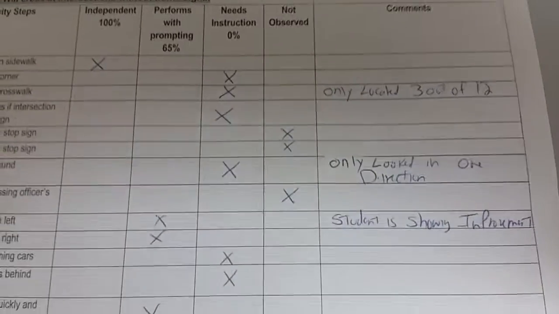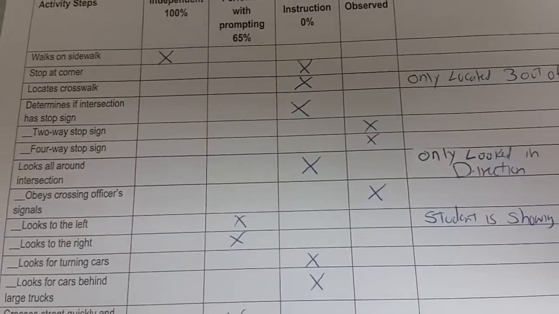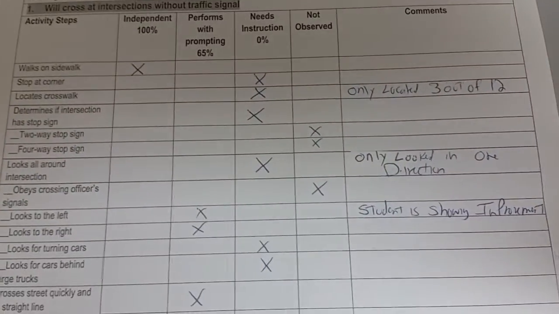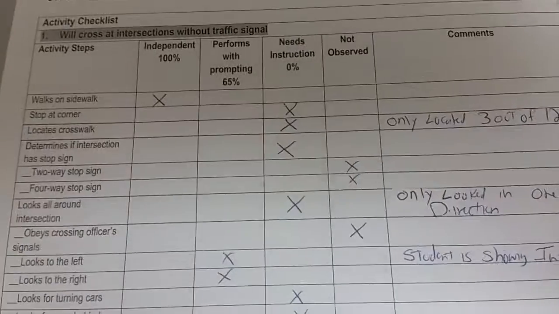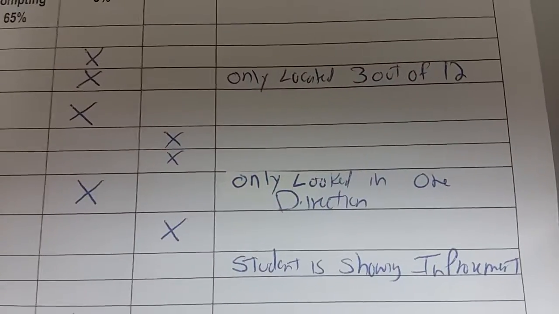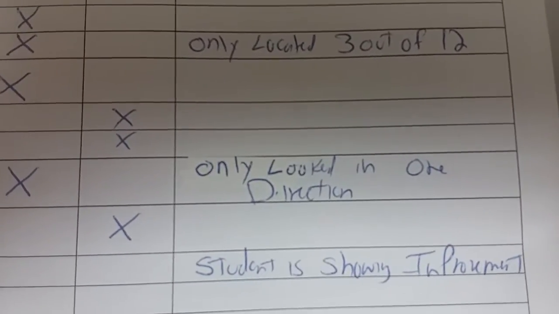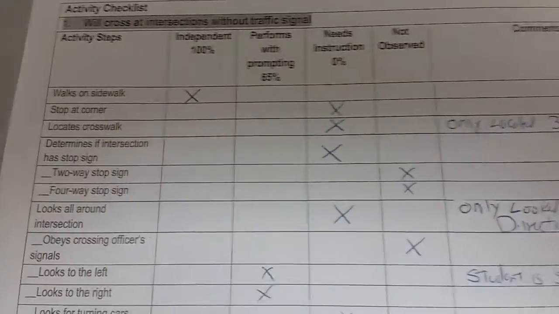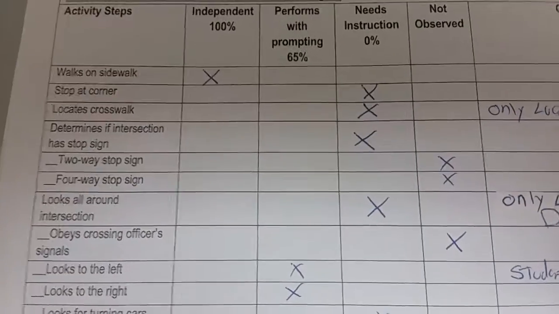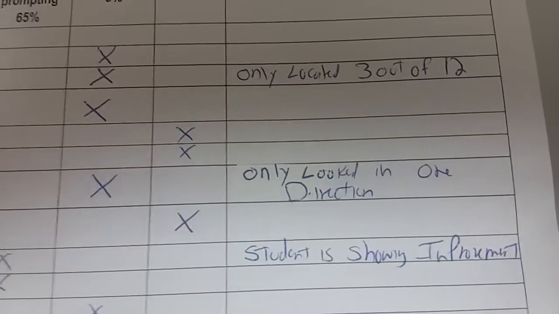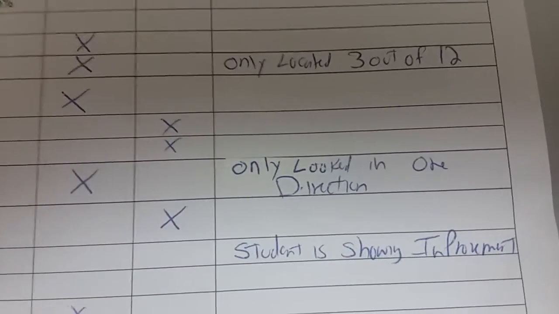And you can make comments, and I encourage you to make comments if there's a good reason to do so. Looks around an intersection. We have needs instruction, and right here we just put only looked in one direction. Why is this valuable? Because we can see progress as we go on. If the check mark goes ahead to either performed with prompting or independent, we can see where they were and where they went, or what progress they made as they were going.